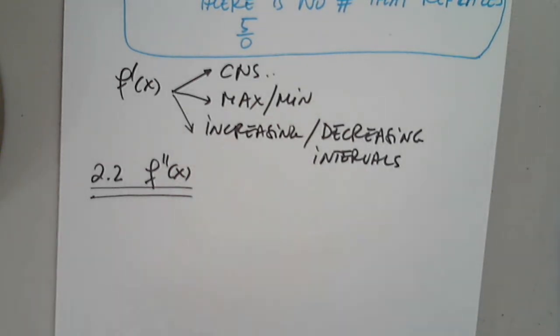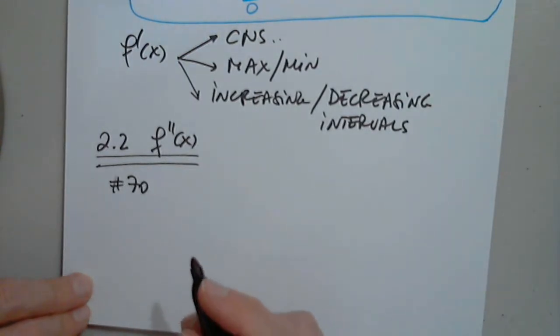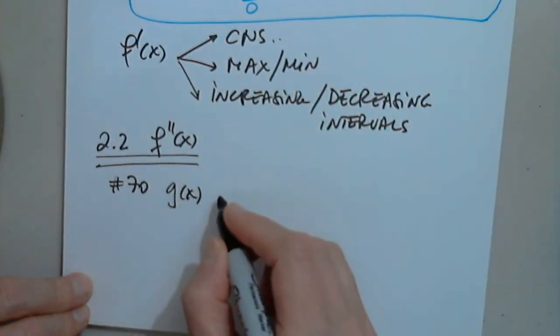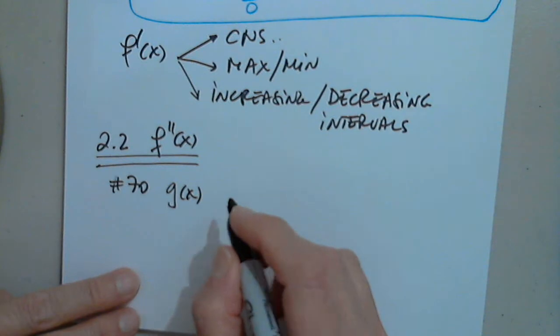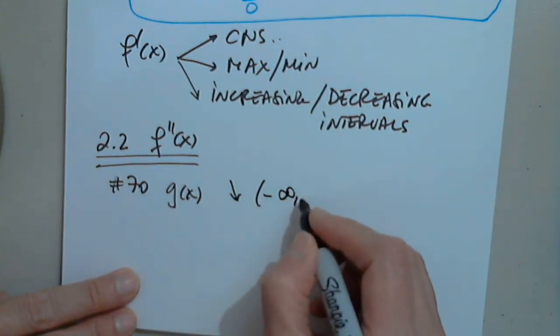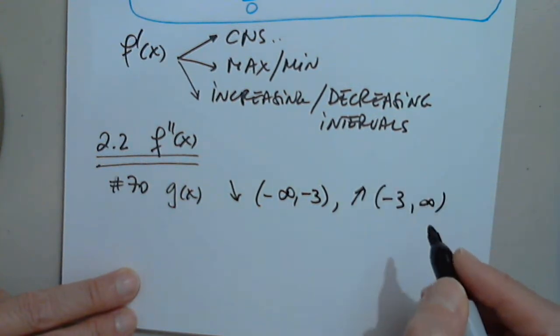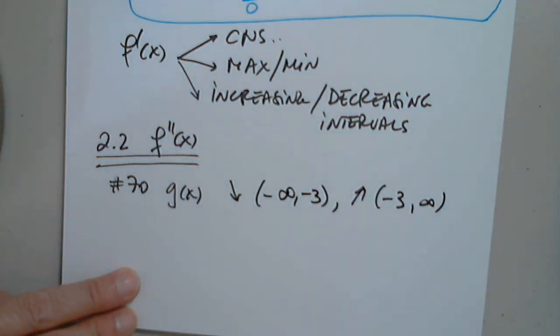You choose. 70. Which one? 70. Perfect. I'm going to copy it and stop sharing. 70. You said g of x is decreasing over -∞ to -3 and increasing over -3 to infinity. Okay, perfect.